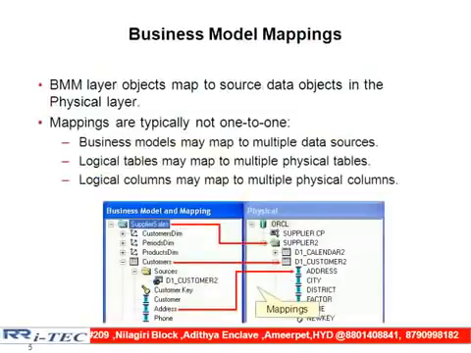Perfect. Now what do you mean by business model mapping? BMM layer objects map to source data objects in the physical layer. Mappings are typically not one-to-one. If you see here, supplier sales data, the business model may map to multiple data sources that I showed. A logical table may map to multiple physical tables. Logical columns may map to multiple physical columns. All are one to many.